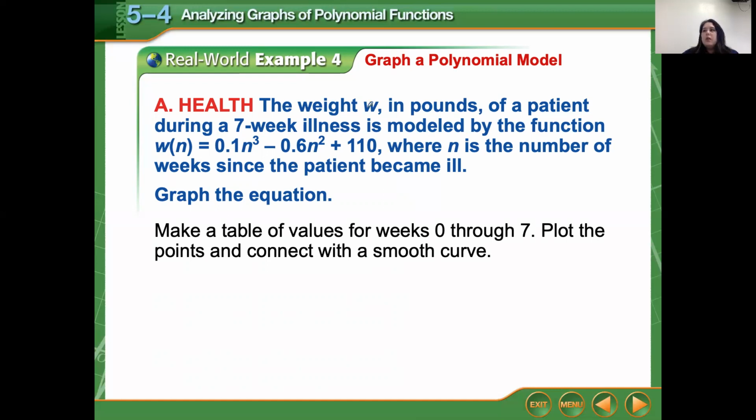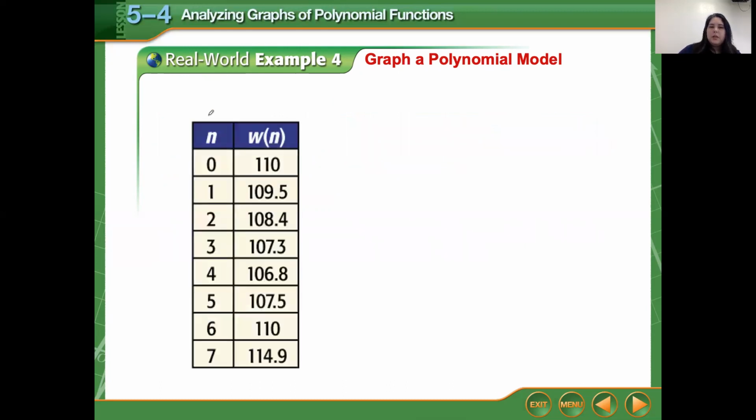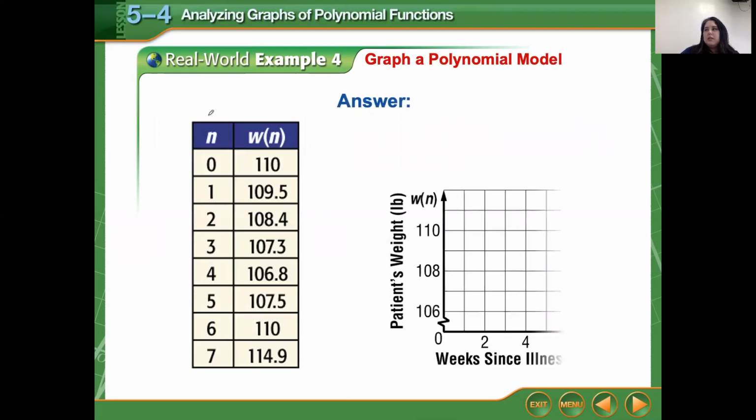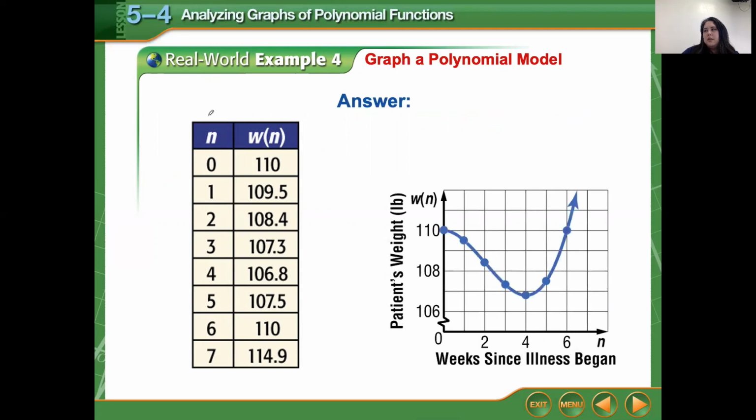So this is where knowing that it's a real-world example puts limitations on what we're actually going to look at and what's actually relevant to us. That's very important. So here is our table of values for the equation. So we're going to go ahead and plot the points and then connect with a smooth curve.